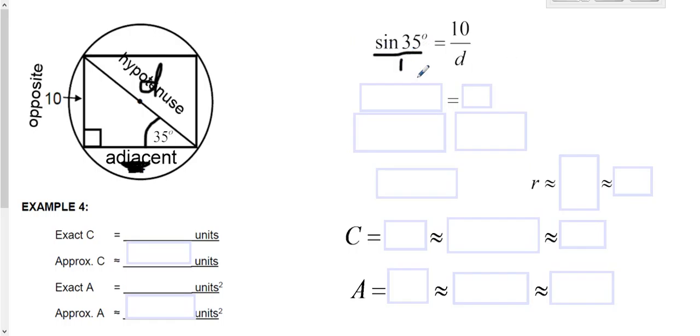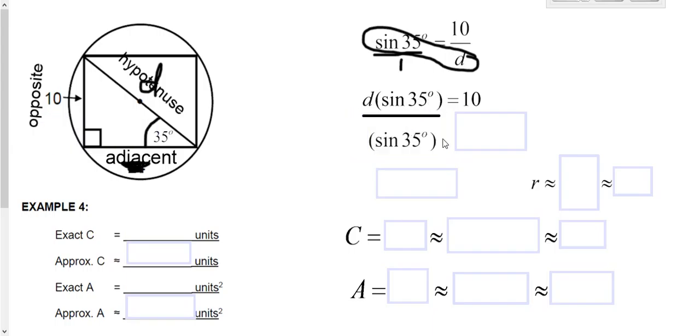Put this over 1. So this cross product, D times the sine of 35, I've written right here. The other cross product is 1 times 10, which is 10. So we're solving for D. We need to divide by the sine of 35 degrees. So this cancels out, and I get D equals 10 divided by the sine of 35 degrees. Make sure your calculator is in degrees before you calculate it, and round to the nearest tenth. I got 17.4. So this diameter is 17.4.